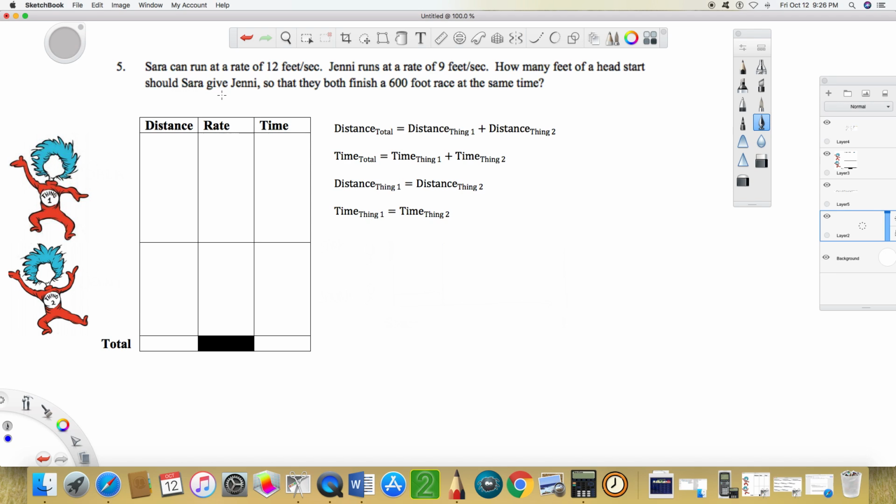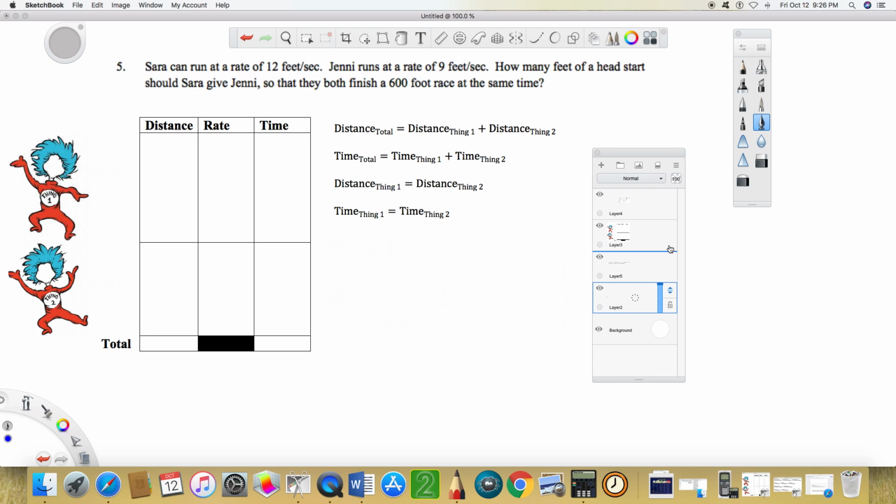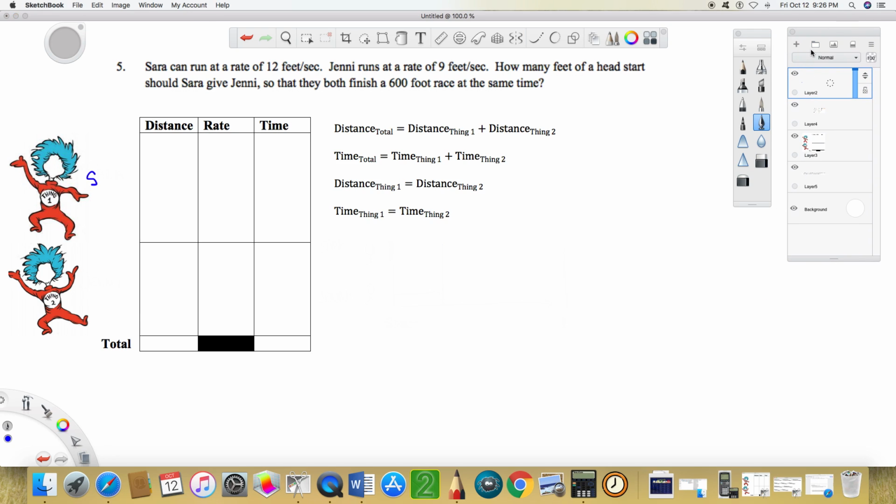So identify thing one and thing two, and then press continue. So I'm going to call thing one Sarah. Let's take my layer and put it on the top. Sarah and Jenny. All right, now fill out the information on distance, rate, and time for thing one and thing two, and then press continue.